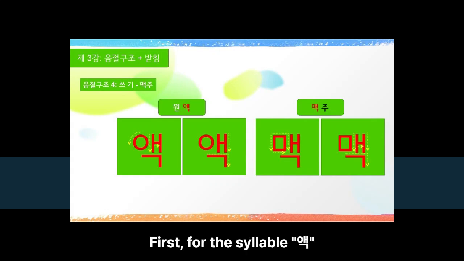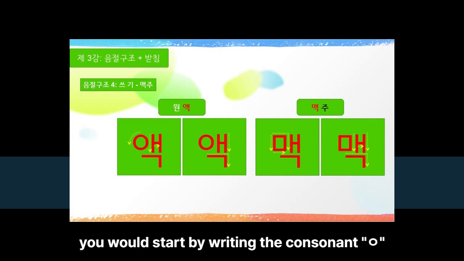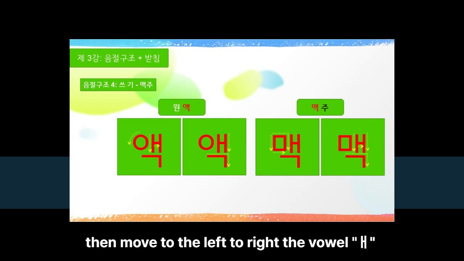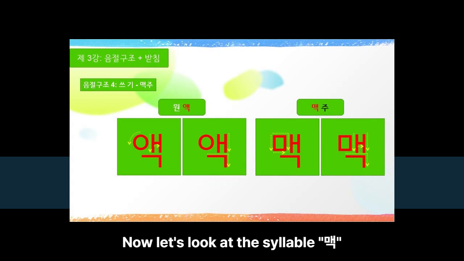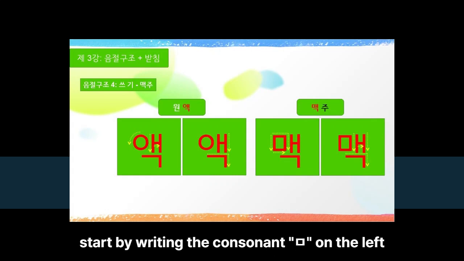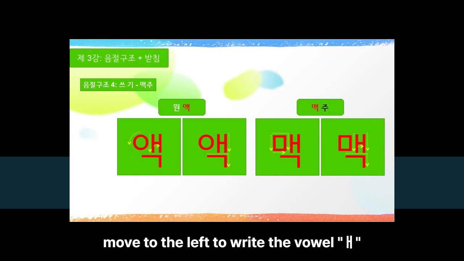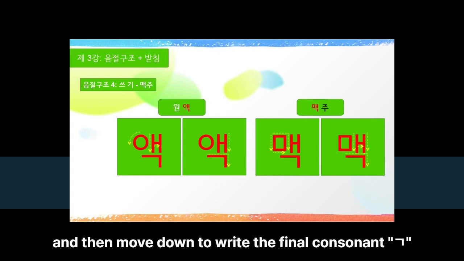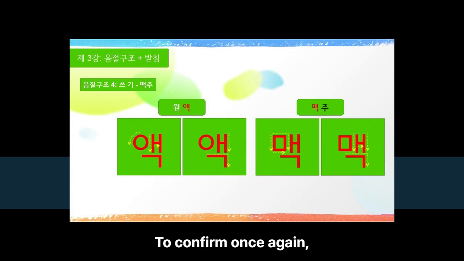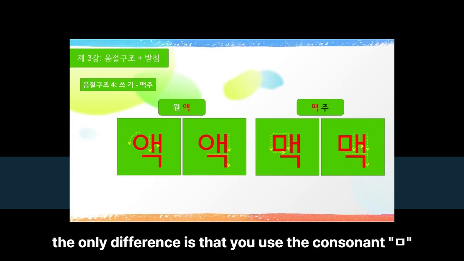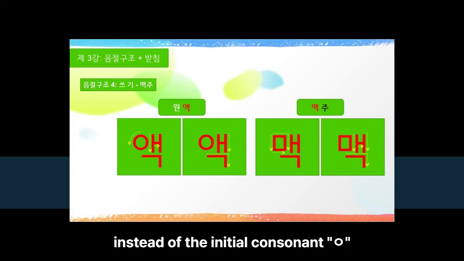First, for the syllable, ek, you would start by writing the consonant, ing, then move to the left to write the vowel, a, and finally move down to write the final consonant, giok. Now, let's look at the syllable, mek. Start by writing the consonant, giok, on the left, move to the left to write the vowel, a, and then move down to write the final consonant, giok. Have you understood the difference? To confirm once again, the only difference is that you use the consonant, mium, instead of the initial consonant, ing.